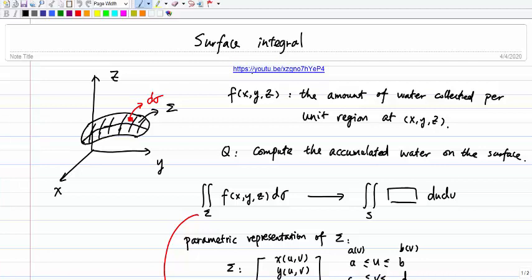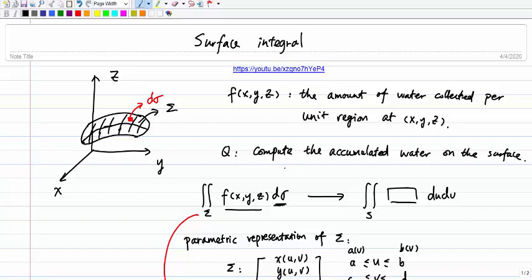Okay, so here's a recap of the surface integral. The main idea of the surface integral is to compute the integration of some function, here say f(x,y,z), over a surface given by sigma over here. If you consider f(x,y,z) as the amount of water collected per unit region at a point on the surface, and you want to compute the accumulated water on the surface, we can compute the surface integral over here.